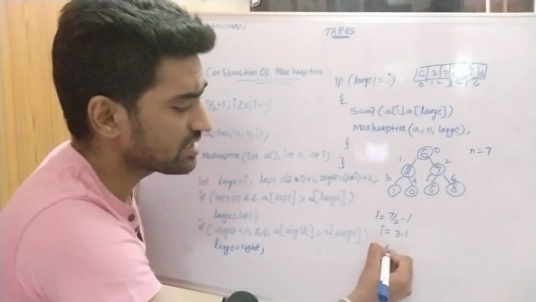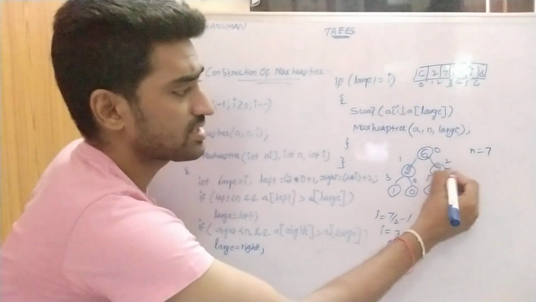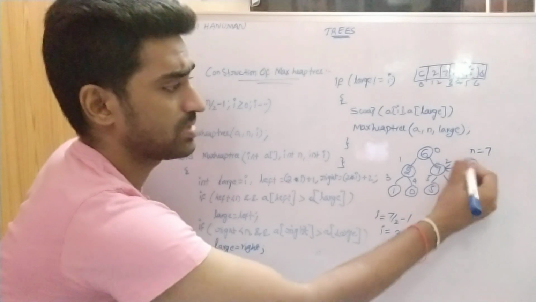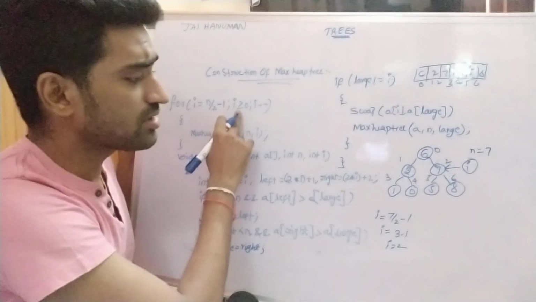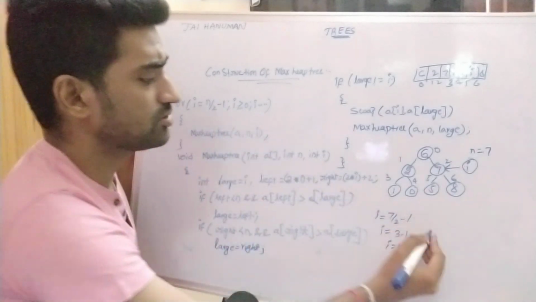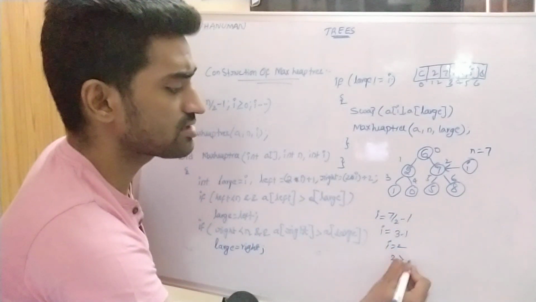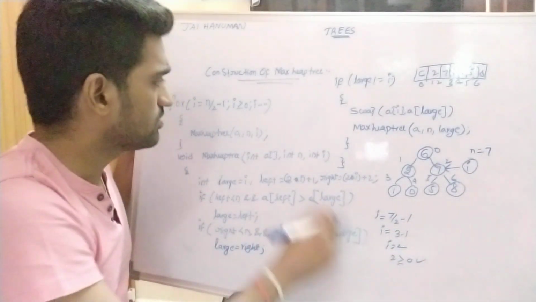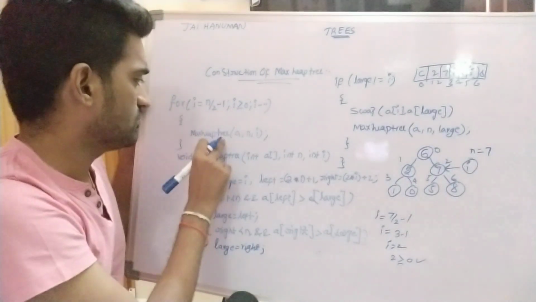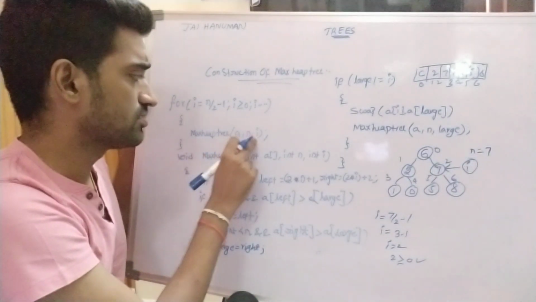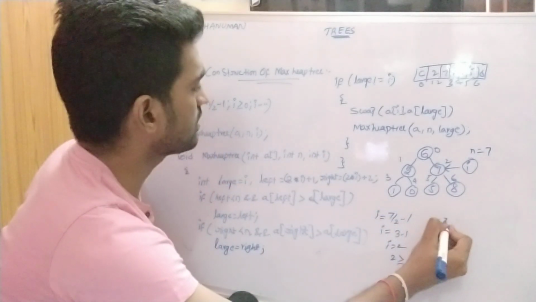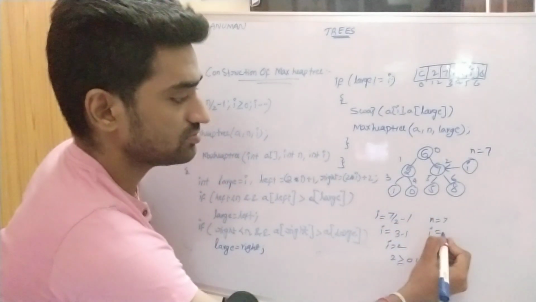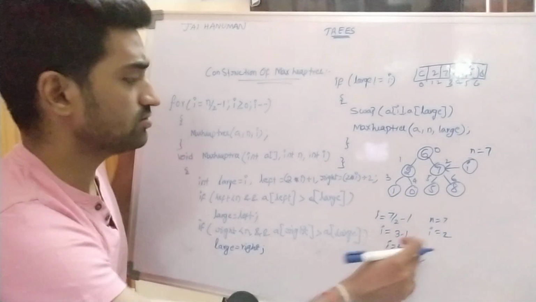3 minus 1, I is equal to 2. So at second position, I pointer is placed, right? I greater than or equal to 0, 2 greater than or equal to 0, condition is true, right? Then we are calling the maxi tree along with these arguments n comma I. So what is the n value? N is equal to 7, I is equal to 2. So I is equal to 2.